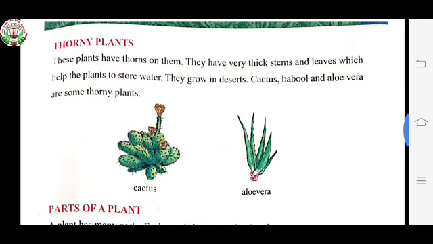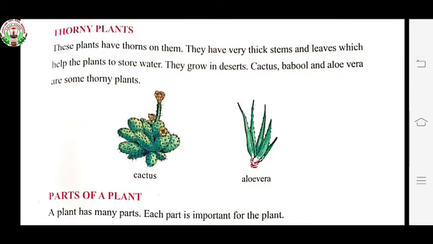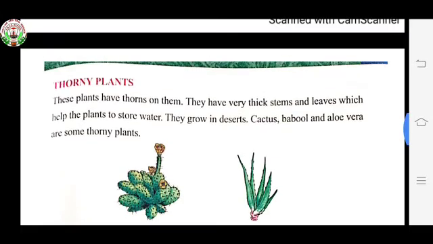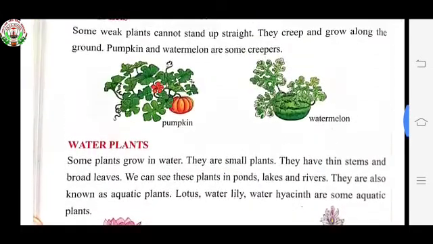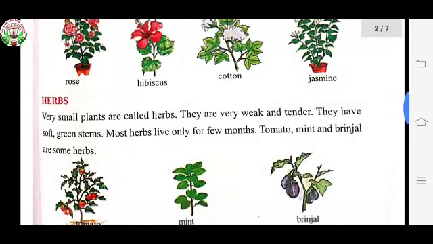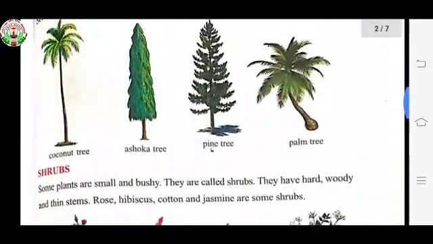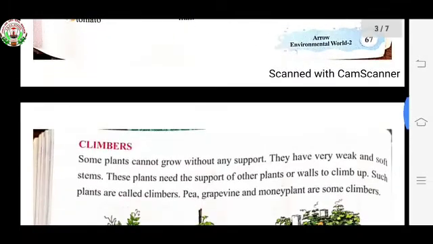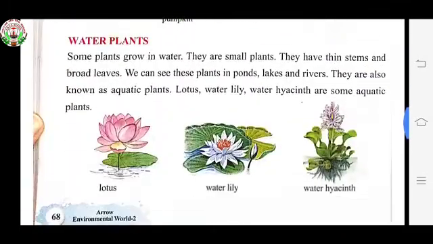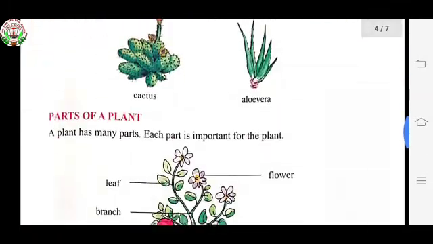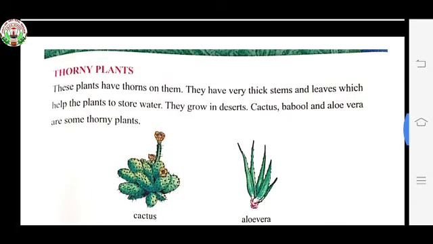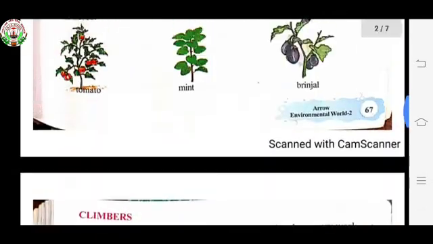So children, parts of a plant we will revise in our next class. So in today's class we have learned different kinds of plants. Those are trees, shrubs, herbs, climbers, creepers, water plants and thorny plants. So children, we will continue the revision of this lesson number 11, plants and their uses, in our next class.